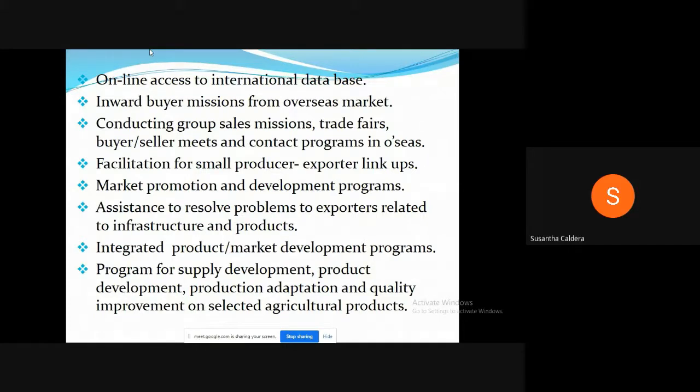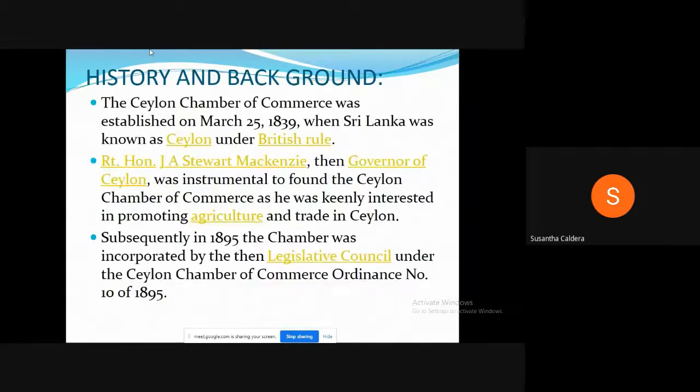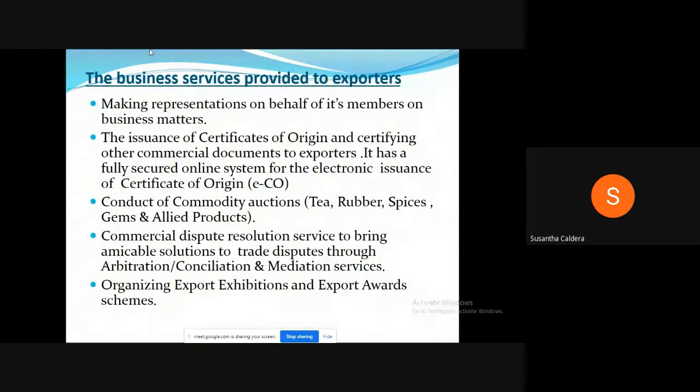Right? They are sleeping. Then the Ceylon Chamber of Commerce. The business services provided to exporters are very much similar to EDB. But they do a better thing because they are the people who will issue the certificate of origin. We know certificate of origin. They are the people who will issue certificate of origin to the exporters.